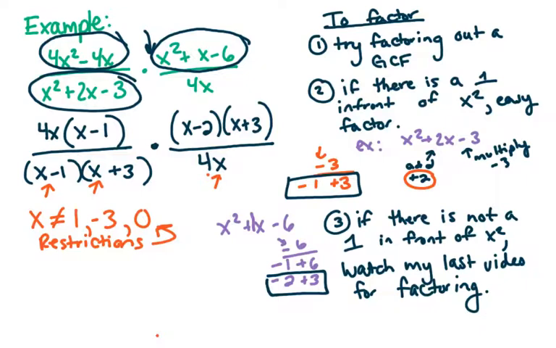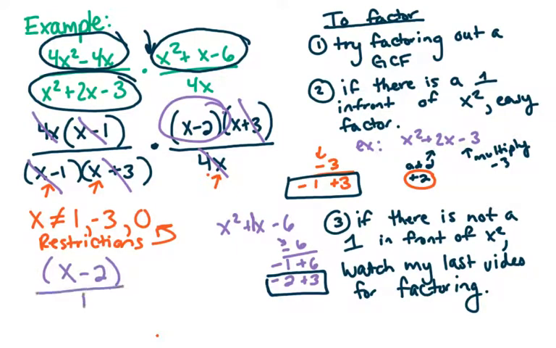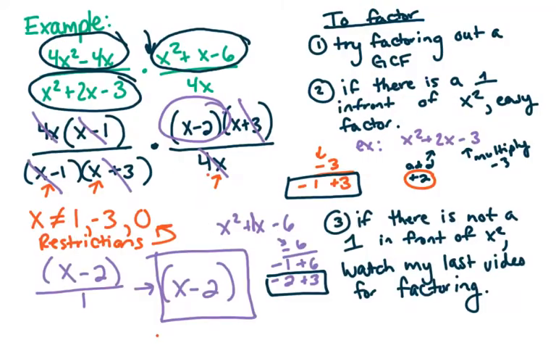Now I'm going to go through and cross out any factors that the numerator and denominator have in common in either fraction. So I can cross out my 4x and my 4x. I can cross out my x minus 1 and my x minus 1. And my x plus 3 and my x plus 3. And so all I'm left with is x minus 2 on the top. And since there's nothing left on the bottom, it's a 1 on the bottom. And x minus 2 divided by 1 is just x minus 2. And so that whole thing simplified is x minus 2.